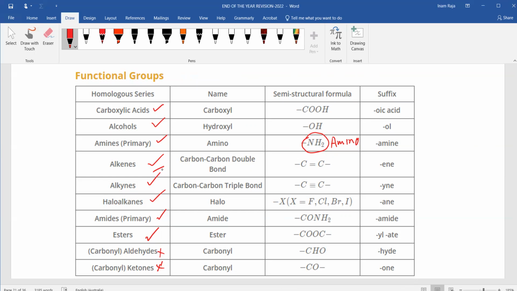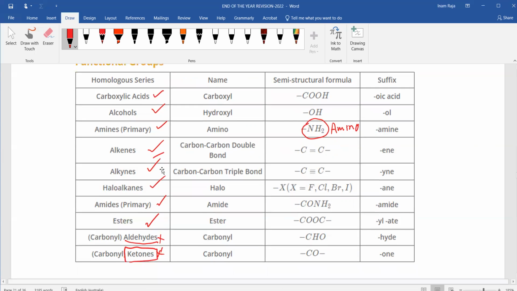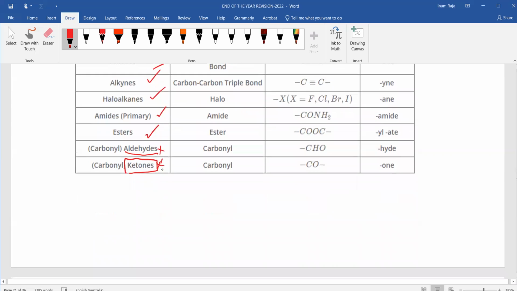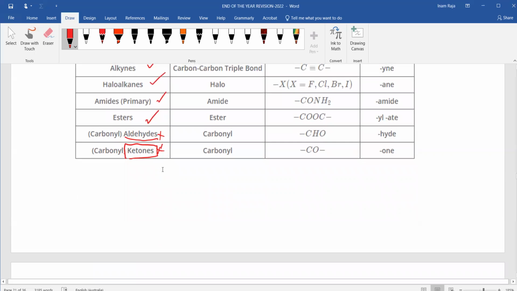But for aldehyde and for ketone, you don't need to know how to name them, but you should be able to recognize them if they are given in the exam. All right. So you can't say that it was not in the study design, so I don't know which one is aldehyde and ketone. No. You should be able to recognize the function group even if it is not there in the study design for naming.